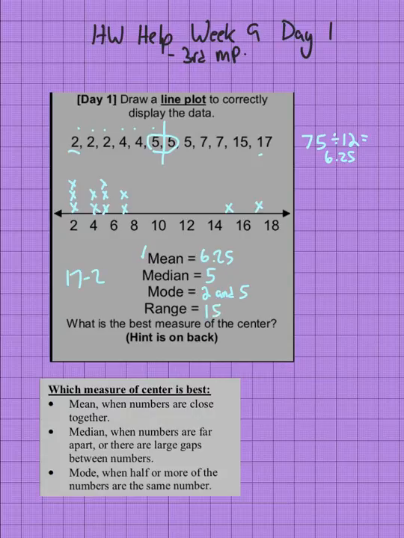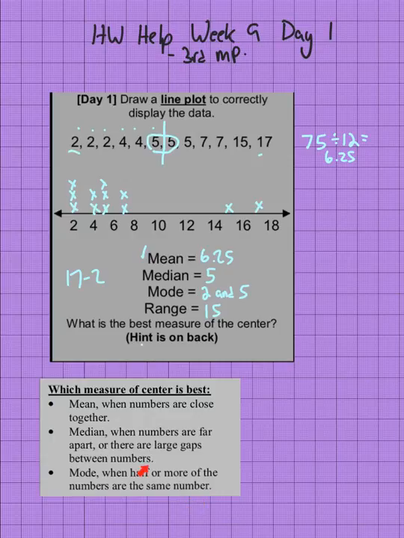So that's our data. But now it says, what is the best measure of center? Now when you're answering this, range is not a measure of center. Mean, median, mode. And the hint on the back I have below here. So let's go through it. The mean is the best when the numbers are close together. Median is the best when the numbers are far apart or there is a large gap between the numbers. And mode when half or more of the numbers are the same.